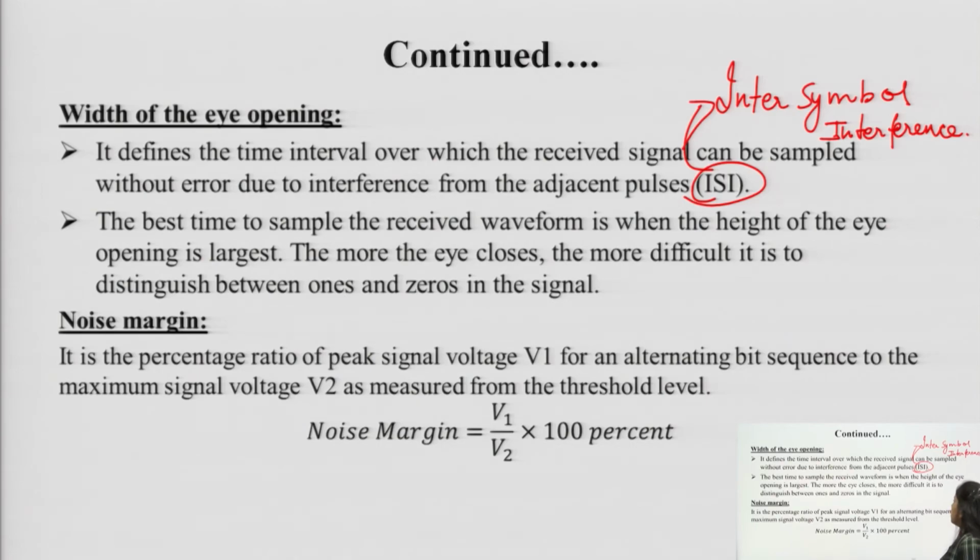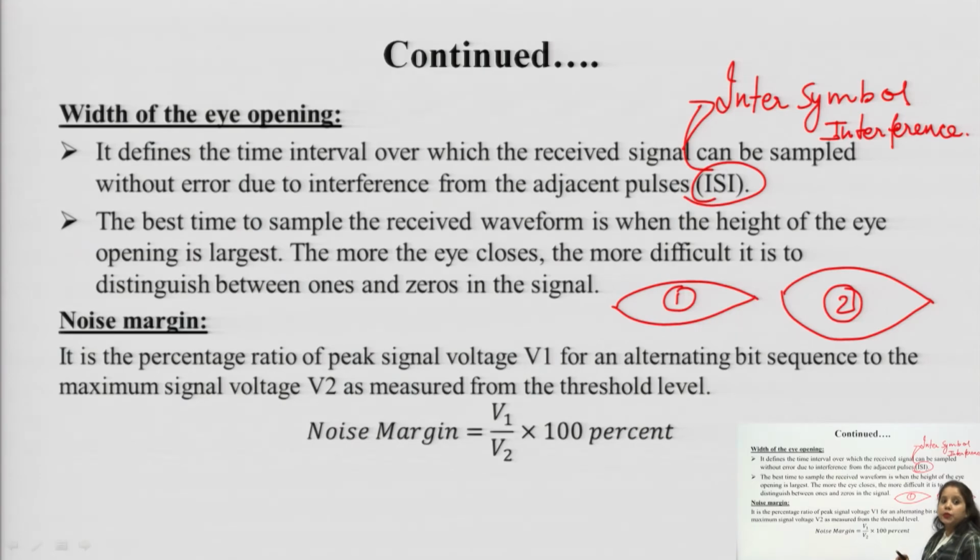The more the eye closes, the more difficult it is to distinguish between 1 and 0 in the signal. So, when the eye closes more, it is very difficult to distinguish between 0 and 1 in the signal. We are talking about a digital signal, that is why here it will always have a 0 and 1. This is one eye diagram, and this is another eye diagram. In the first case, the width is larger because the eyes are opened very wide, and in the other it is somewhat less, so distinguishing between 1 and 0 is somewhat more difficult than in the second one. In the second one it will be easier than the first one, as we can compare.